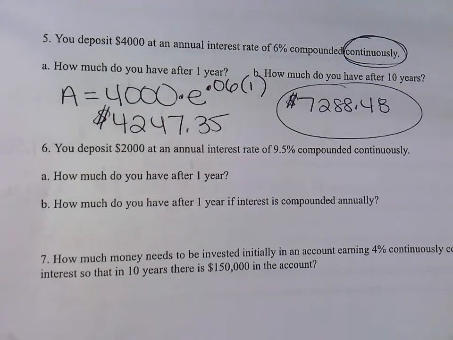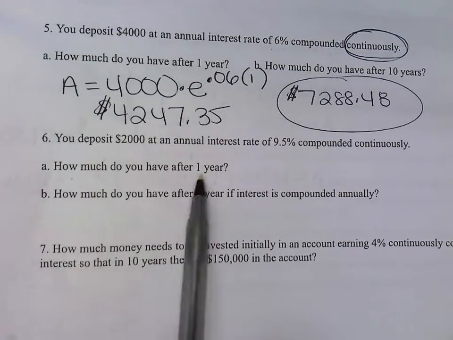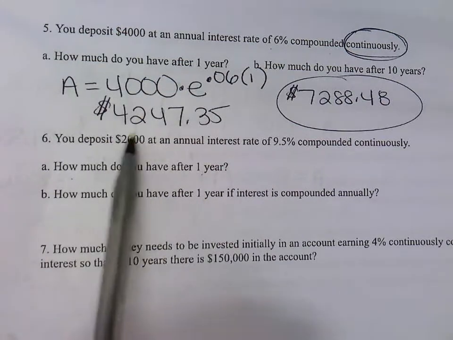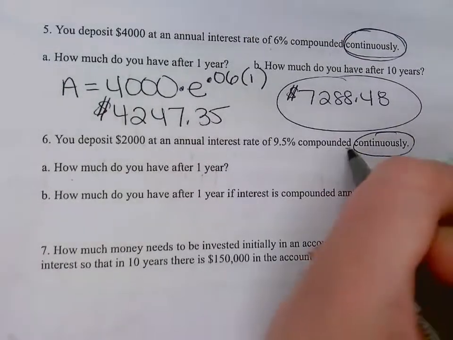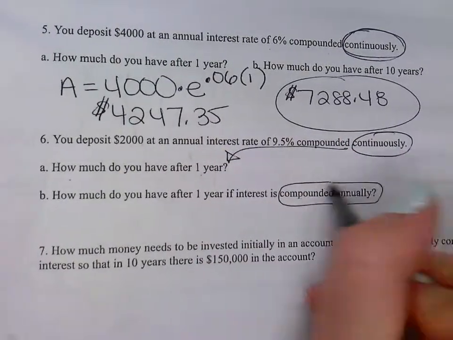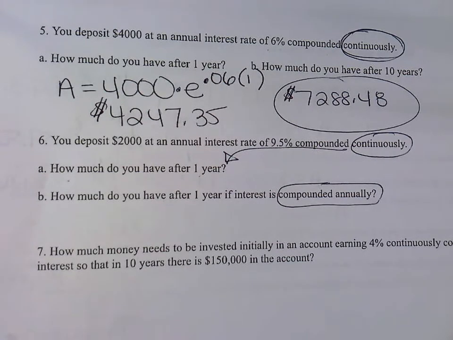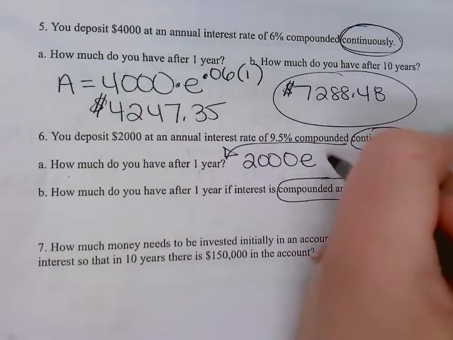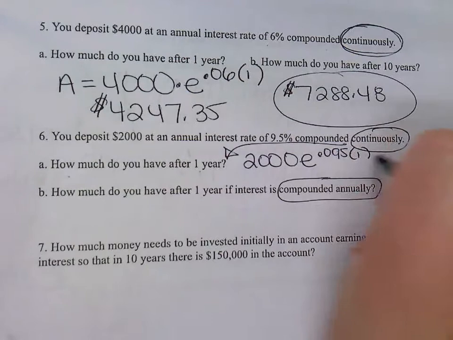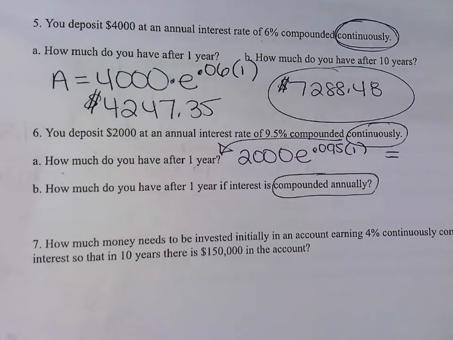So number 6 is comparing continuous with not continuous. So they both have 1 year of interest. You have $2,000. You have an interest rate of 9.5%. So this one is continuously for part A, and this is compounded annually in part B. So, how many dollars are you different by? It's only 1 year, so it's not going to be a whole lot of a difference. But you take your principal, e to the interest rate times time, and see what you get. And then see if you can set up the annual formula for part B.